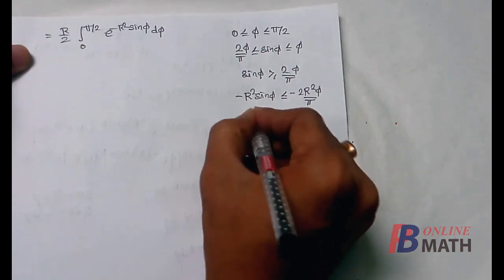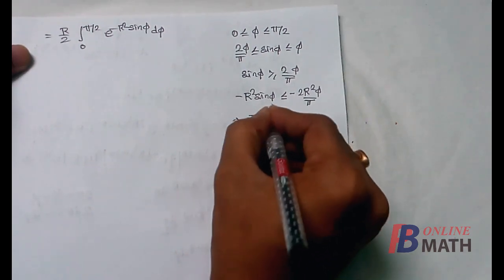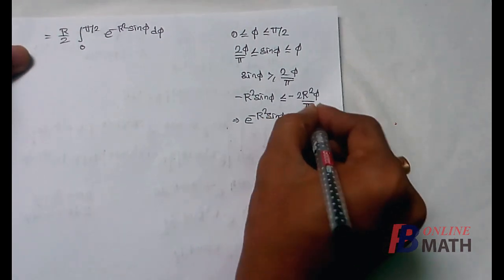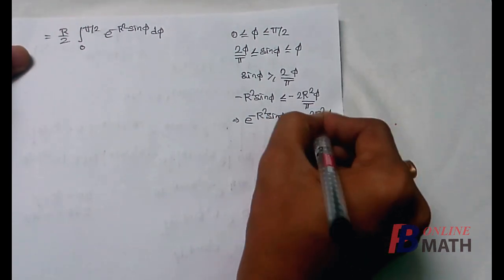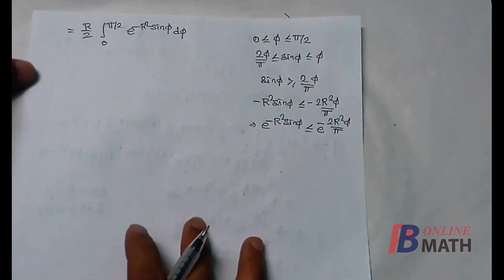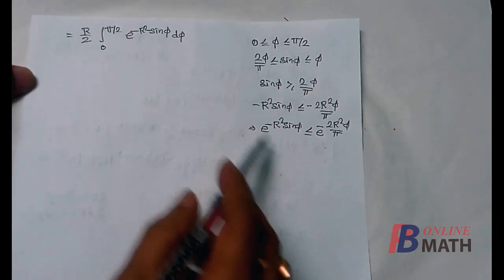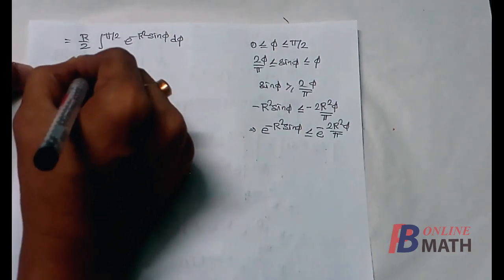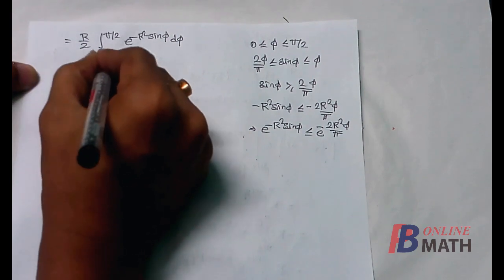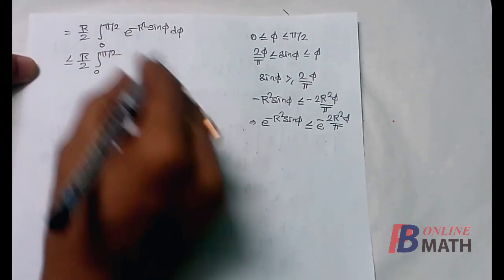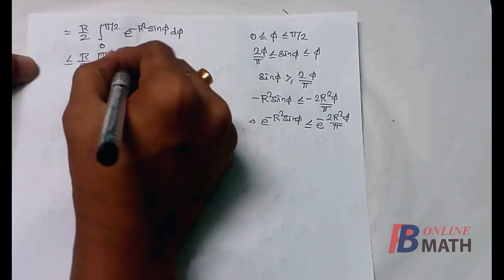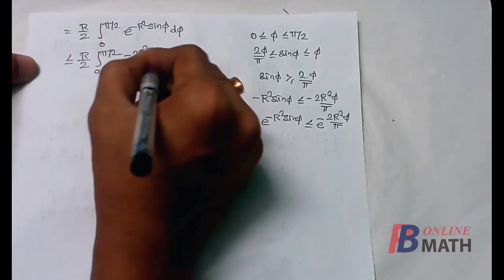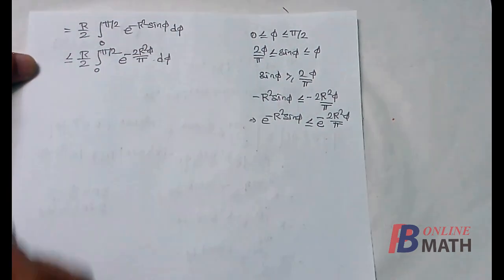So if we apply the exponential function, then e^(−r² sin φ) is less than or equal to e^(−2r²φ/π). If we apply this inequality in the main integral, then the integral reduces to less than or equal to r/2 times the integration from 0 to π/2, now this is less than or equal to this, so e^(−2r²φ/π) dφ.